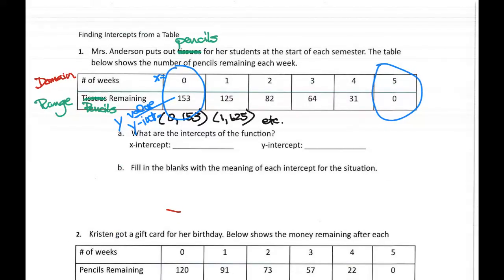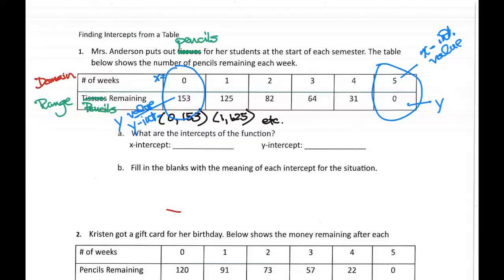Over here, in the domain, we have 5. After 5 weeks, there were 0 pencils remaining. So 5, this is your x-coordinate. It is also your x-intercept because that's where you have the value. 0 is just the y-coordinate. This is where the x-coordinate is.